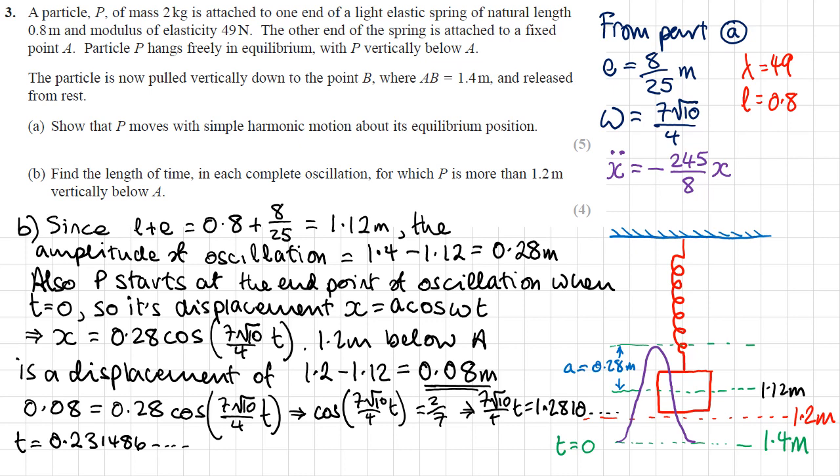So we've just worked out this time here. I've superimposed one cycle, stretched it out so you can see what's going on. If I put a little asterisk by this, we've worked out this time here. Now it happens again over here. It's below 1.2 meters at this point here.